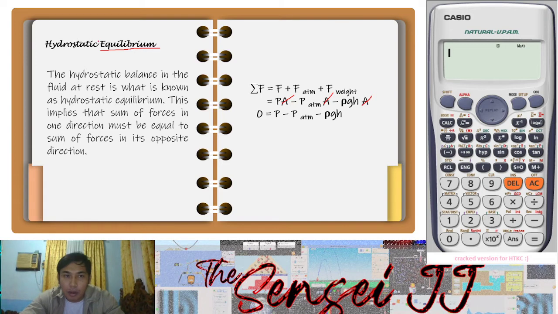Okay, so when we talk about equilibrium, it is the balance where the sum of the forces in one direction must be equal to the sum of the forces in the opposite direction. So what better way to have these forces in one direction to the opposite direction? It will be in the same place.